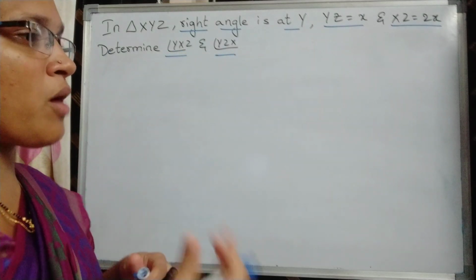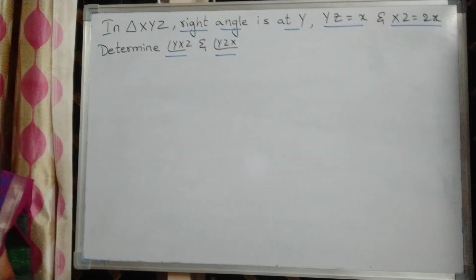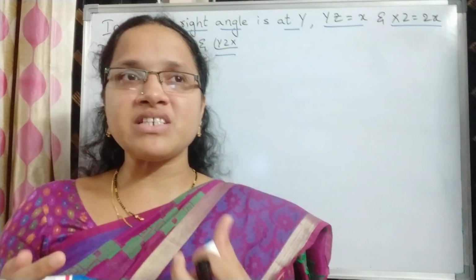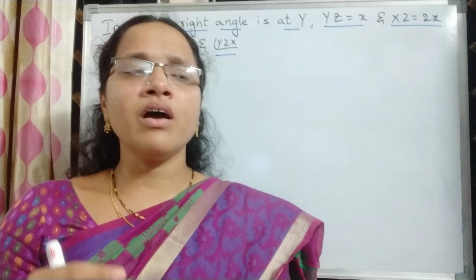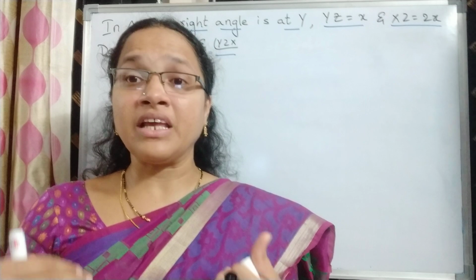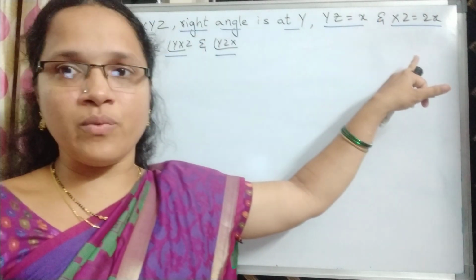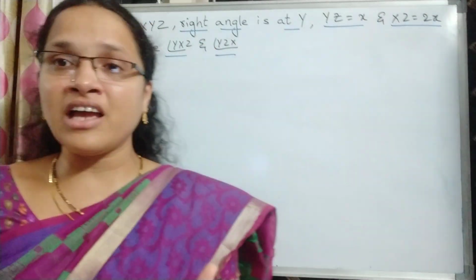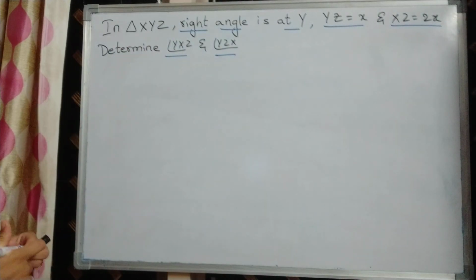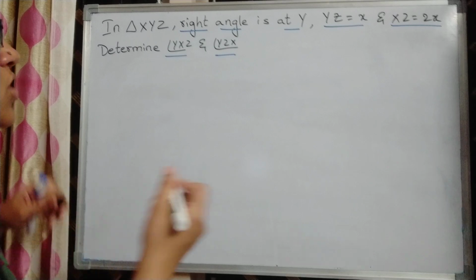In the previous problem, we discussed that the angle is given and we are asked to find the lengths. Here lengths are given and we are asked to find the angles of the other two sides of the triangle. So let us solve the problem.